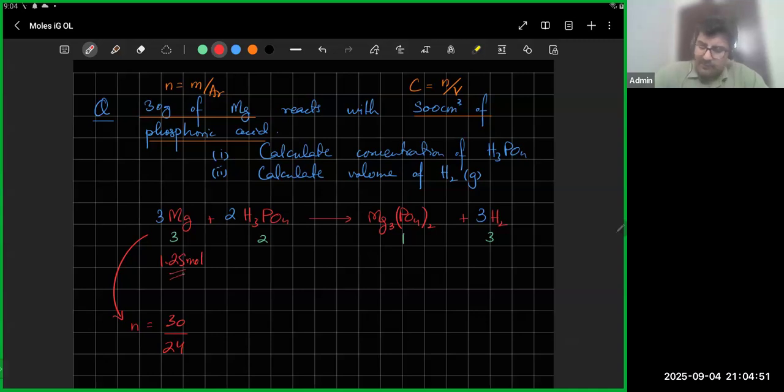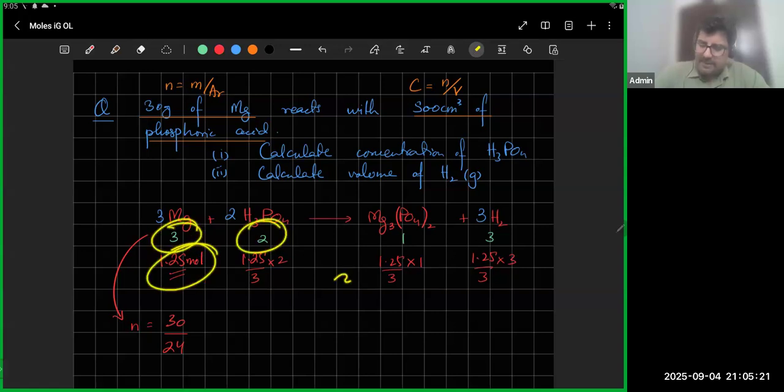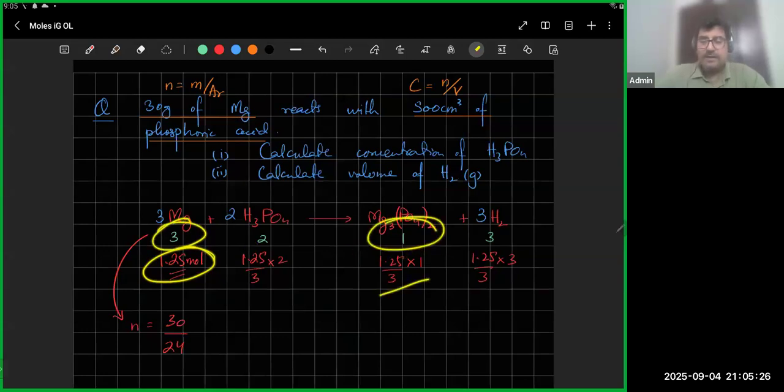Again, if you find the moles of one thing, you should now be able to find out the moles of everything. Okay, so this would be the shortcut of ratios. It's: take the moles, divide by its own ratio, multiplied by the ratio of the other substance. So it's 1.25 divided by 3 times 2, right? And 1.25 divided by 3 times 1. And this is 1.25 divided by 3 times 3, right? So take the moles, divide by its own ratio, multiplied by the other ratio, and you get this.